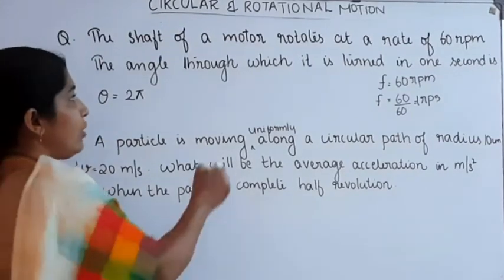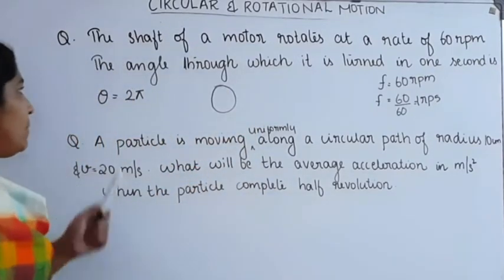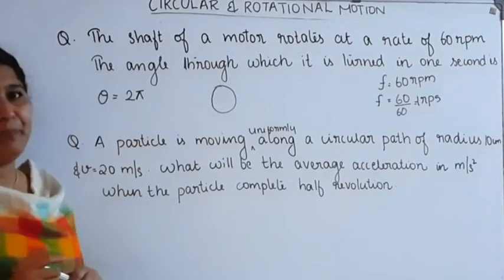Then what about the angular displacement? For 1 complete circular motion, the angular displacement is equal to 2 pi.